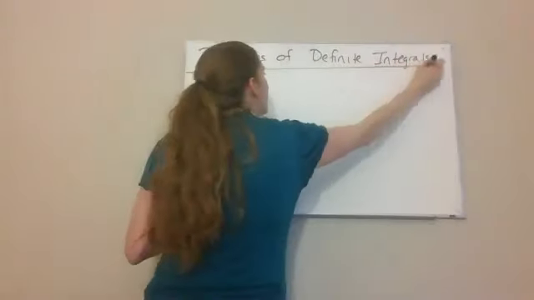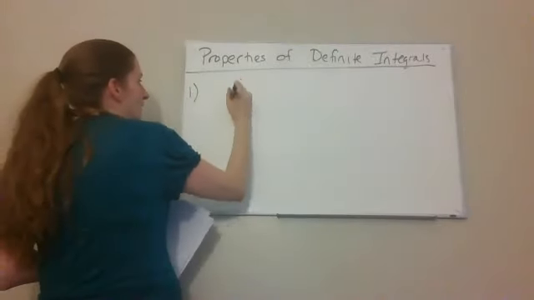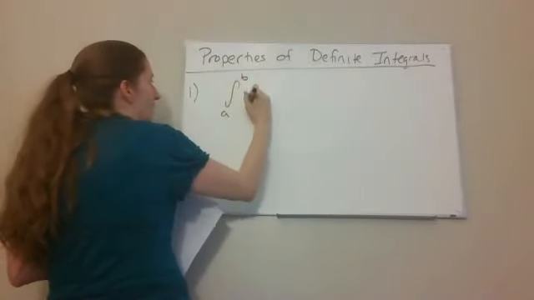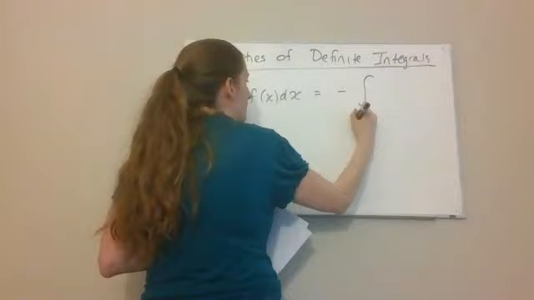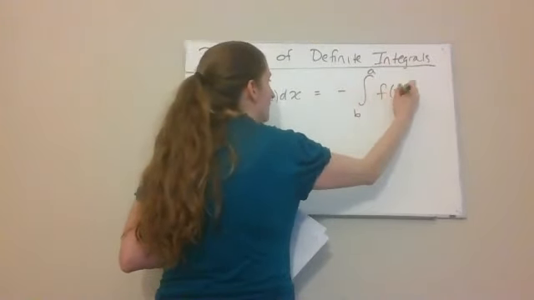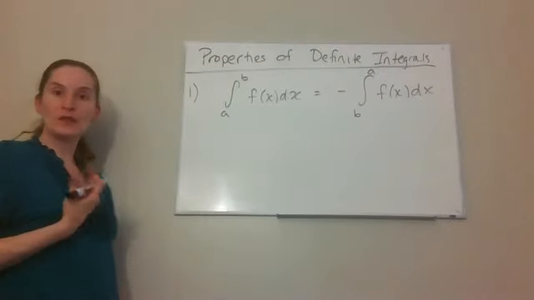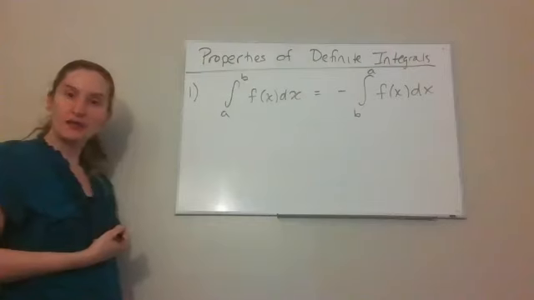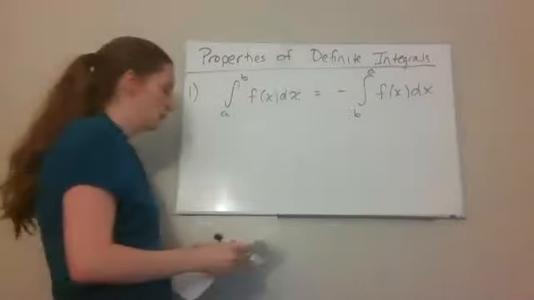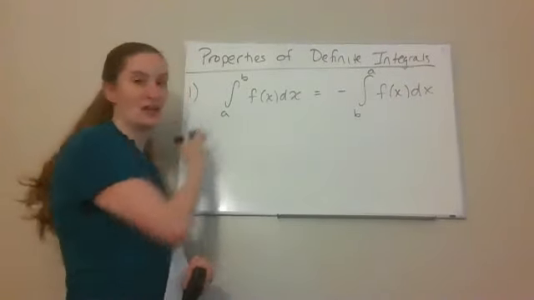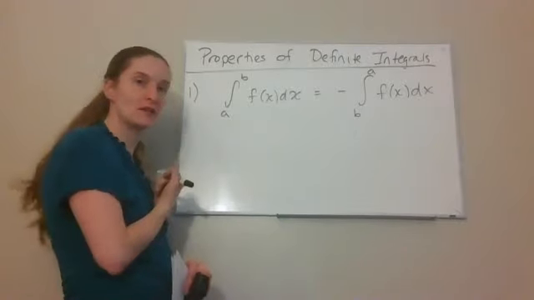So we have quite a few properties of definite integrals. The first one says the definite integral from a to b of a function is the opposite of the definite integral from b to a of the same function. So this is saying you can switch the order of the bounds of integration, but if you do that, it changes the sign of the integral. I personally never really rearrange the order of my integration. I just do it as written most of the time, but it's still good to know this property.